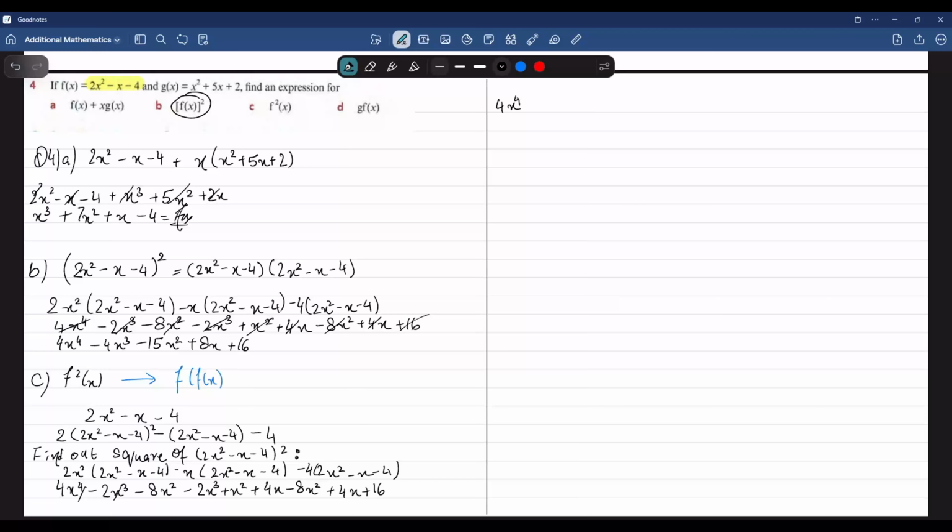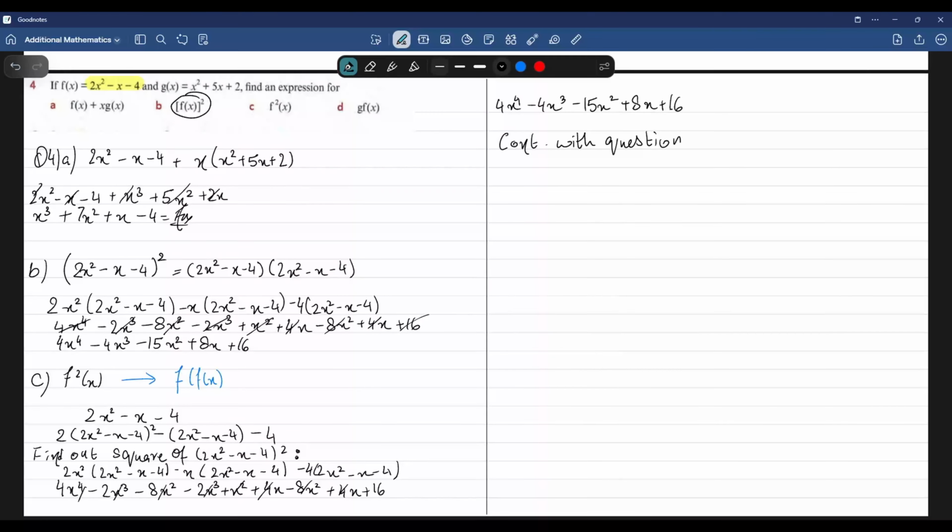Then we have negative 2x cubed minus 2x cubed would give us negative 4x cubed. So there's 8x squared minus 8x squared, negative 16x squared plus 1 is equal to negative 15x squared. So the next thing is 4x plus 4x is equal to 8x plus 16. Now I can just write this, continue with the question.